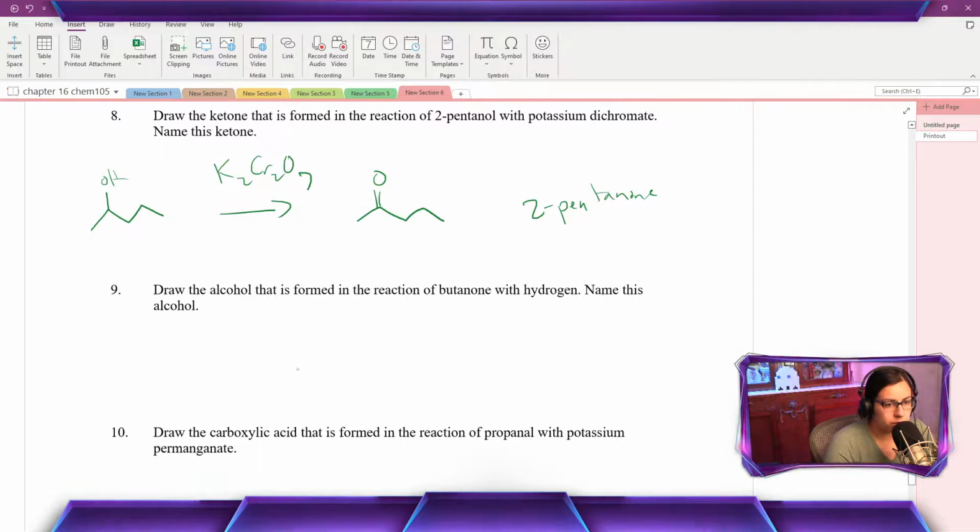And so now we're going to do a hydrogenation or reduction reaction. So, oops. 1, 2, 3, 4. Oh, that's okay. Butanone. H2 catalyzed by palladium. And so now this is going to turn into an alcohol. And so now this would be 2-butanol.